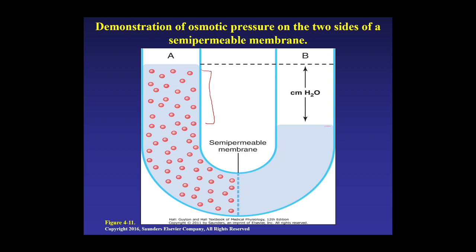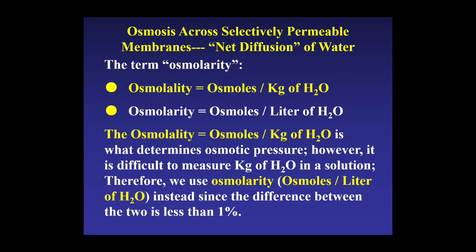Is that clear to everybody? This is called the osmotic pressure. So it's the pressure that is required to stop osmosis. Very simple. Now, somebody asked about osmolality. Osmolality, this is the definition of osmolality, is osmoles per kilogram of water.